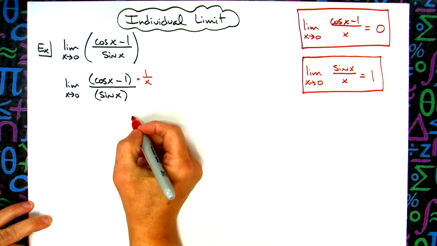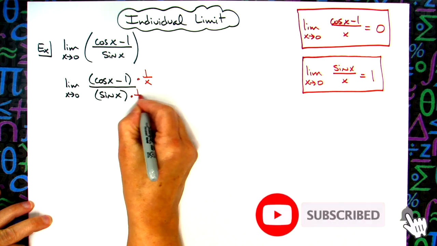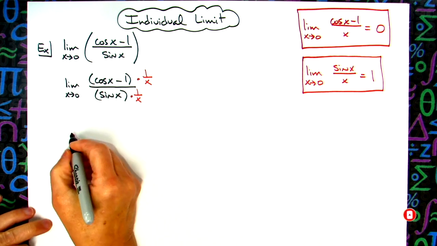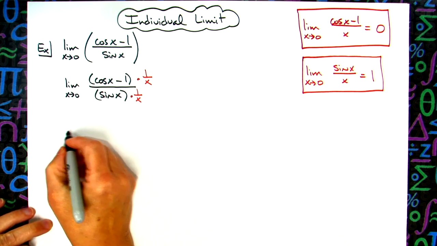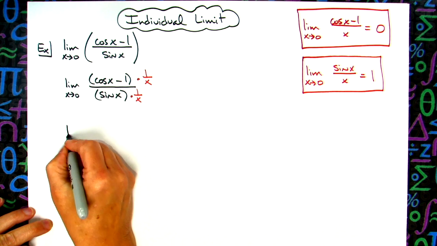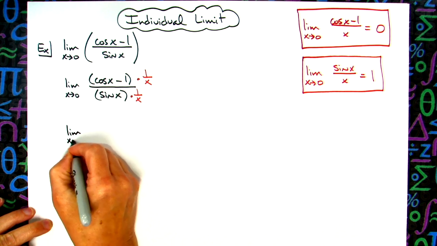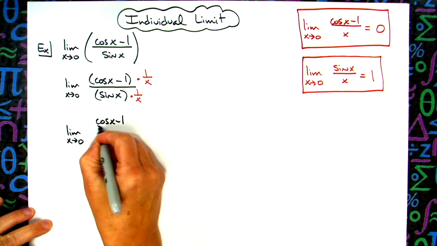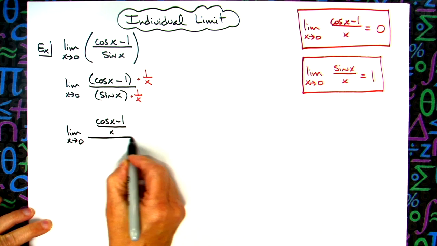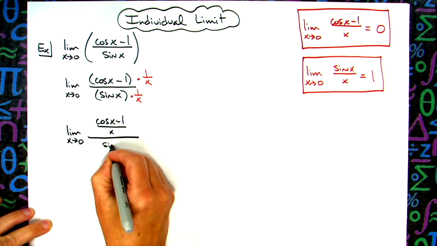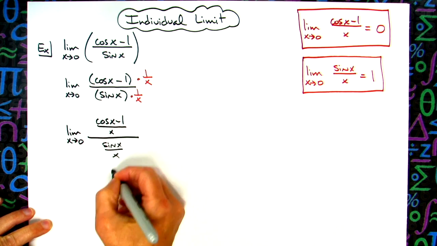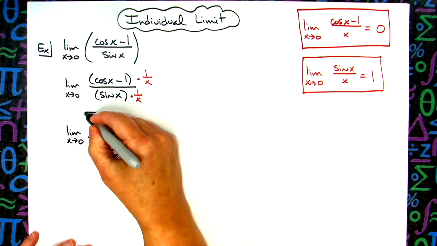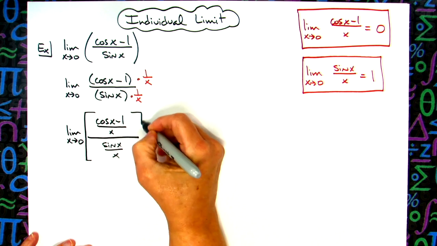If I multiply the top by 1 over x, I also have to multiply the bottom by 1 over x. So at that point, I'm going to create a complex rational expression. I'm going to have the limit as x approaches 0. In the numerator, I'm going to have that cosine x minus 1 all over x, and then all over sine x over x. So I've created a complex fraction right there.